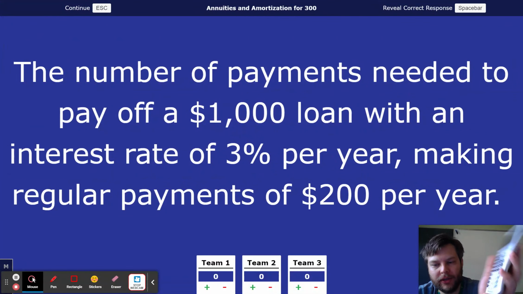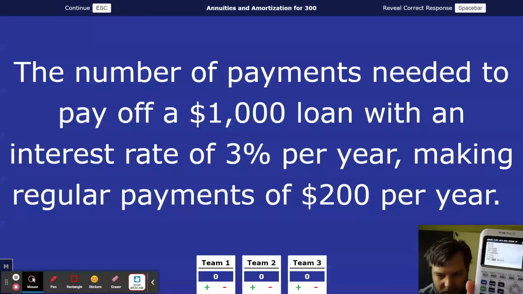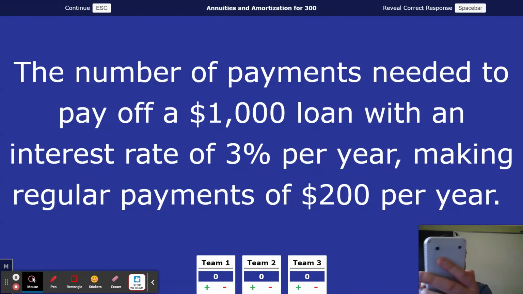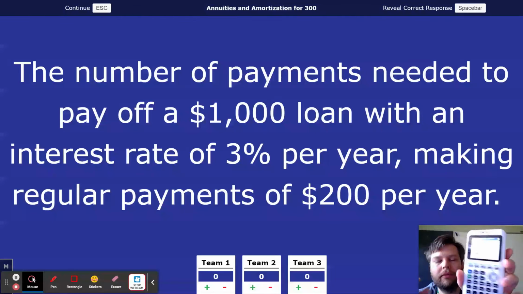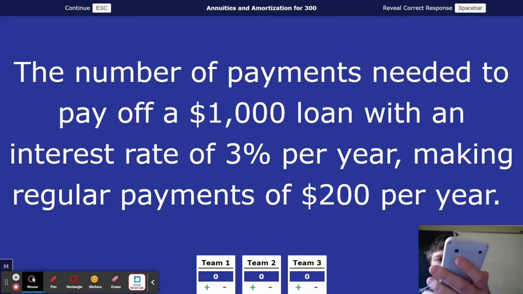Okay, now we can go back to our good friend, the finance app. The number of payments needed to pay off a $1,000 loan with an interest rate of 3%, so I is 3. $1,000 loan, so PV is 1,000. Payments is $200, so it's $200 per year. And think about what the future value is. Well, if I'm paying it off, that means my future value is going to be 0. And the question asks for the number of payments. So I have N up at the top highlighted, and I'll go green button, enter.